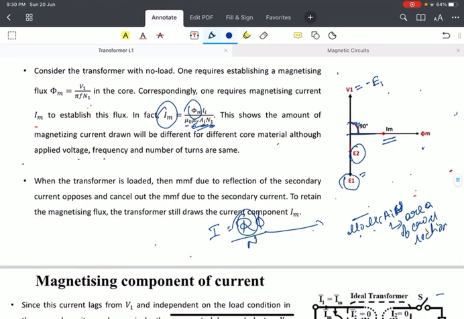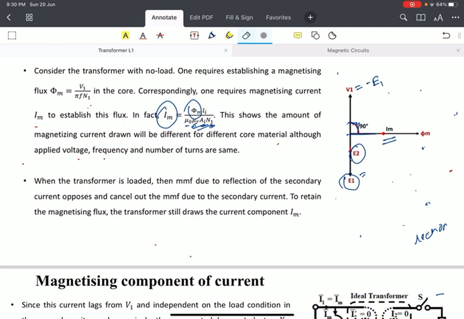Now when the transformer is loaded, that means a load is connected to the secondary terminals. The primary is excited by a voltage V, and the load is connected to the secondary. This will be the primary of the transformer core, this will be the secondary, and there is a load here. The load draws some current from the secondary winding. In the primary there will be magnetizing current flowing in order to establish the flux in the magnetic core.